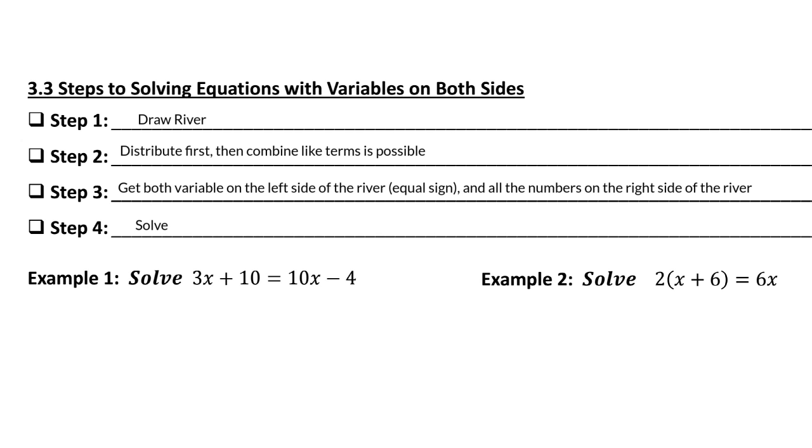Sometimes there's going to be distributive property, like there is in example 2. So you're going to want to distribute first and then combine your like terms, if possible, is what that should say, if possible.